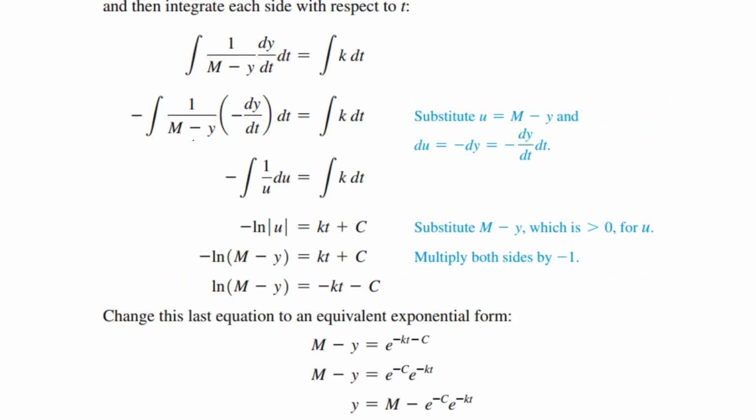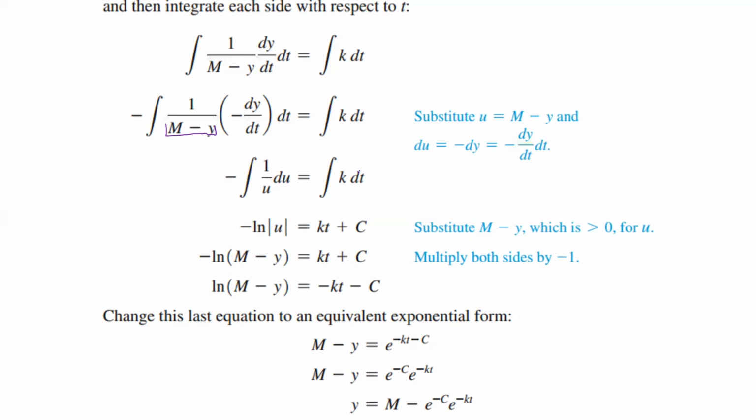Now here in this case, what we're going to do is let this piece equal u. And then we can say, well, du is equal to what? Well, that's just going to be minus dy, because that's going to be a minus 1 and then dy. And so that's going to be equal to minus dy/dt dt. And so what we get is a minus integral of 1/u du equals the integral of k dt. Well, we know that that's going to be ln of the absolute value of u, and then we have the negative out in front. And that's just going to be kt plus c.